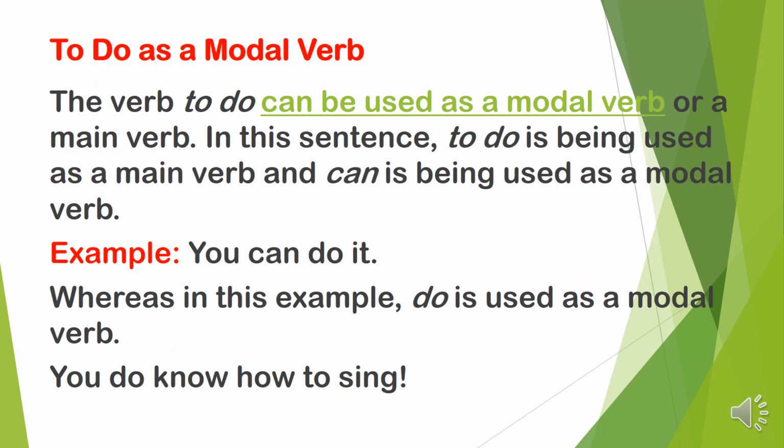Next, to do as a modal verb. The verb to do can be used as a modal verb or as the main verb of a sentence. In this sentence, to do is being used as a main verb, and the word can is being used as a modal verb. Again, the verb to do can be used as a modal verb or a main verb. Don't forget that, my dear viewers.